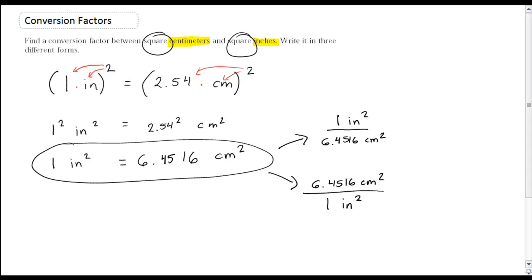Okay, so I kind of extended this problem a little bit. But remember, whenever you have a conversion factor, you can write it as a fraction, and you can flip it. Either way is fine. So the inches squared were on top, or they were on the bottom. And it kind of depends on whatever your purpose is at the time.